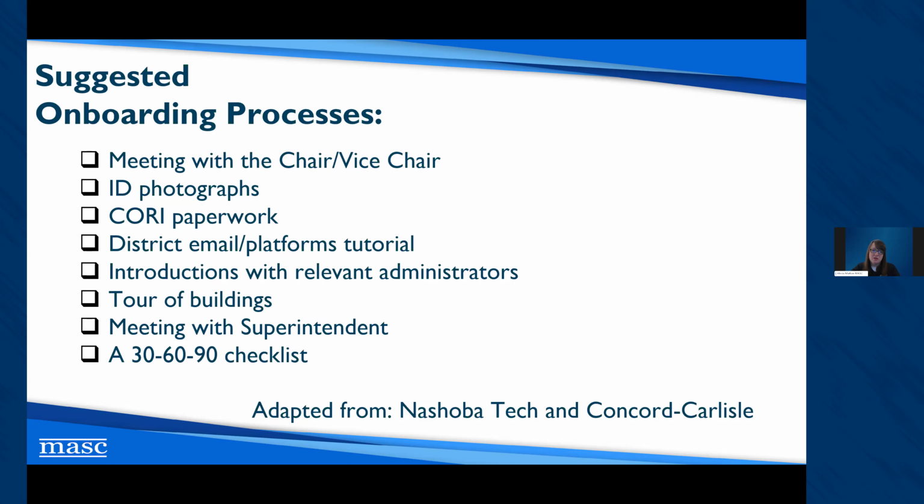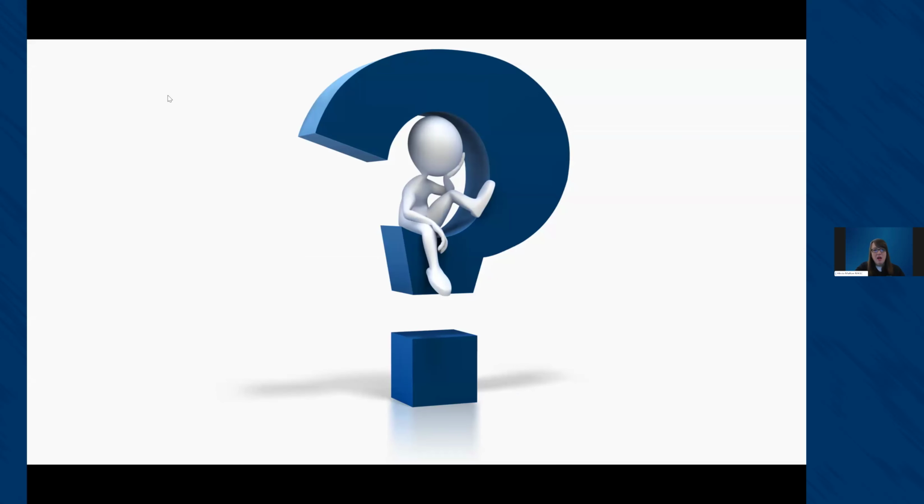And then again, that 30, 60, 90 checklist that Concord Carlisle has is absolutely fabulous. So at this point, we can open it up for some questions. The next question we have is, I'm looking to create one of these for Plymouth. Do we have the permission to copy these handbooks and protocols and tweak them for our district?